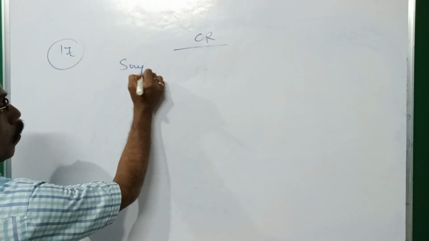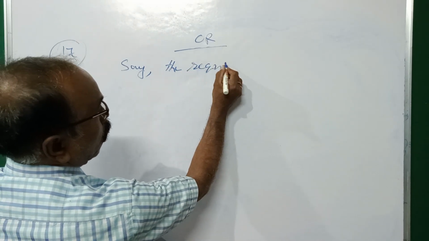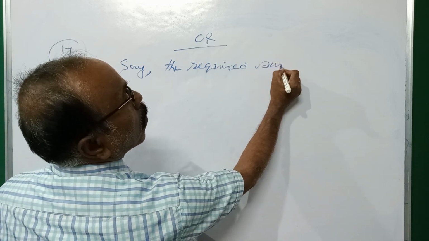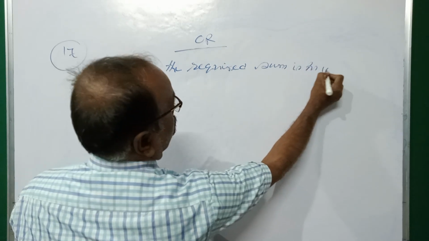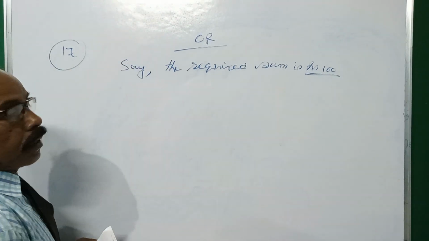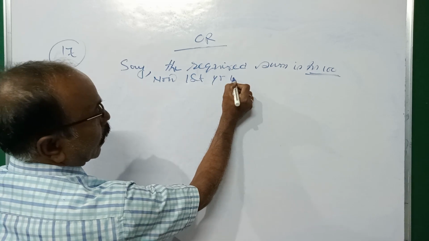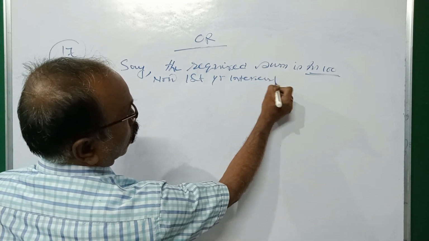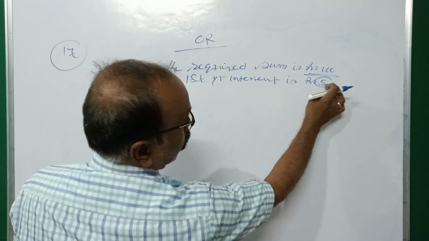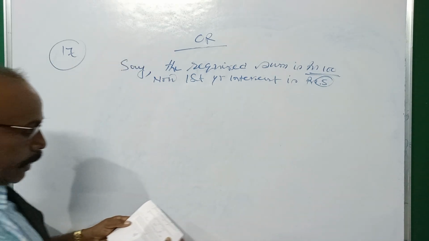You see, say the required sum is rupees 100. This is the assumed sum. Am I clear? Now, 1st year interest is rupees 5 as this is 5 percent interest. Am I clear?